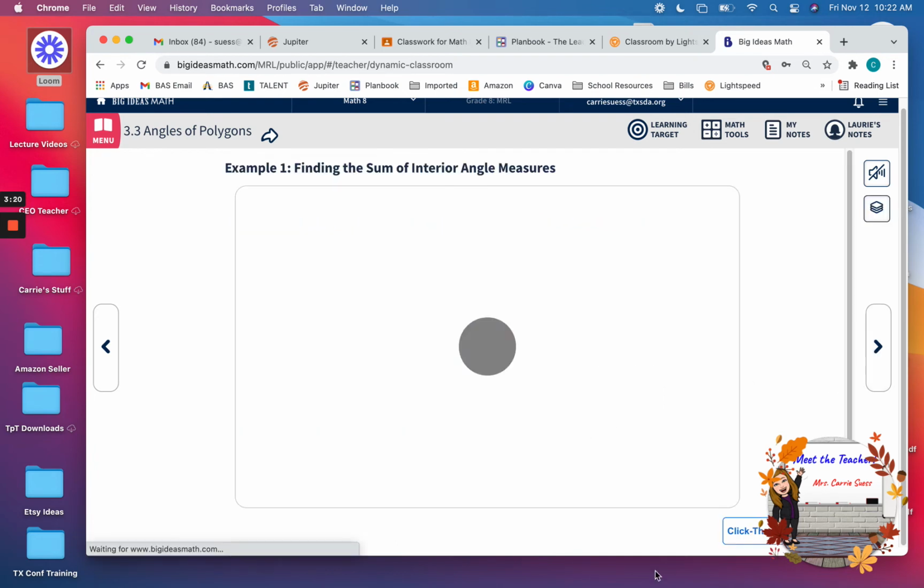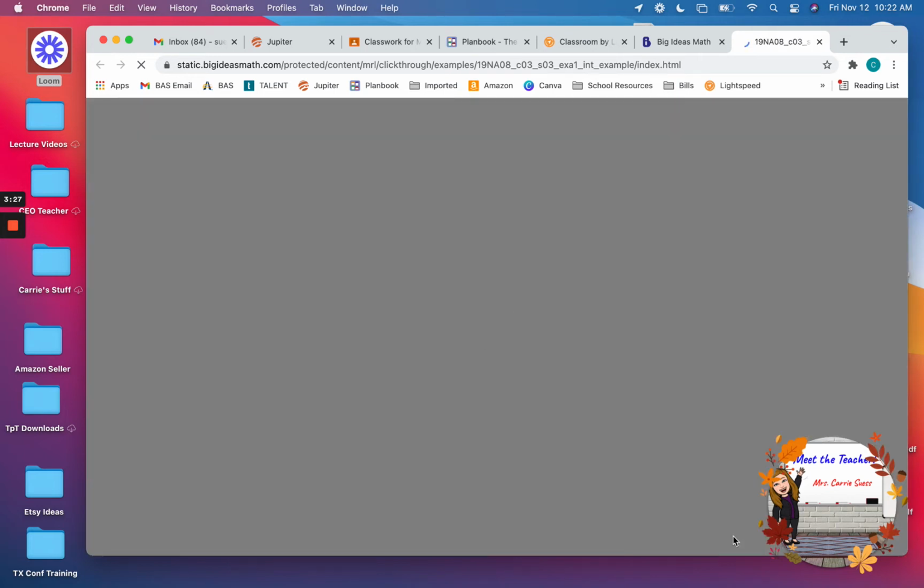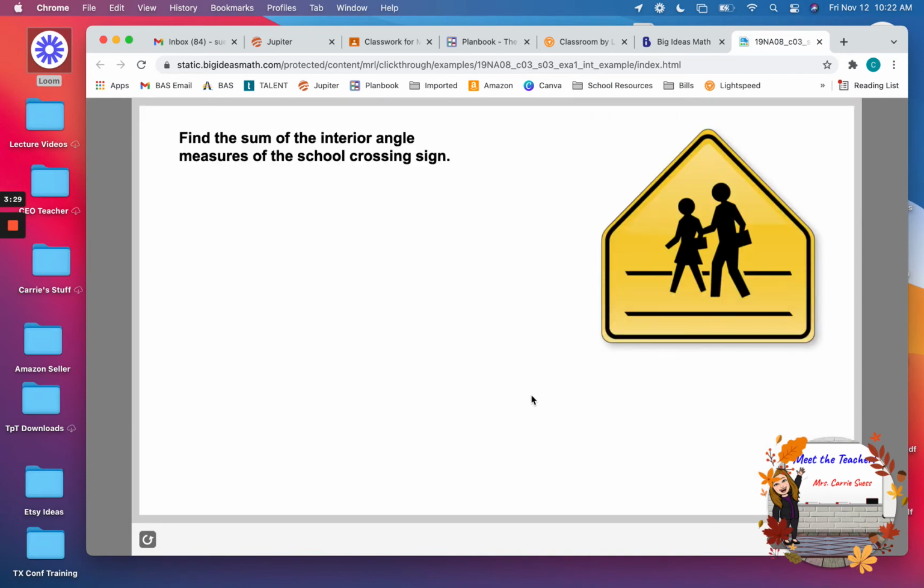So let's look at example 1. Write this in your journals, if it ever loads. All right, so we're going to find the sum of the interior angle measures of the school crossing sign. How many sides are on this school crossing sign? 5. Does anybody know what type of shape that's called, Kerwin? Sam? Pentagon? It is a pentagon, like the Pentagon in the United States in Washington.